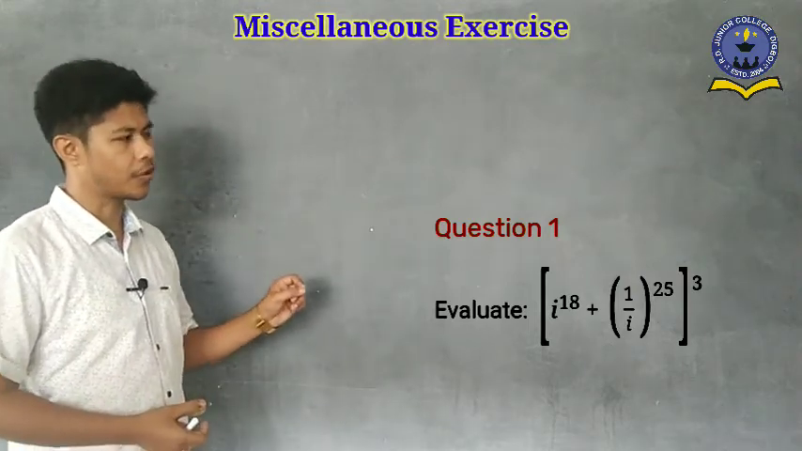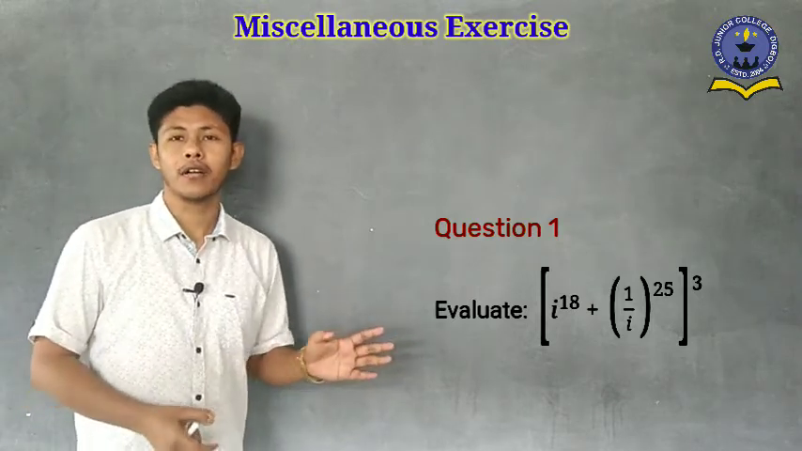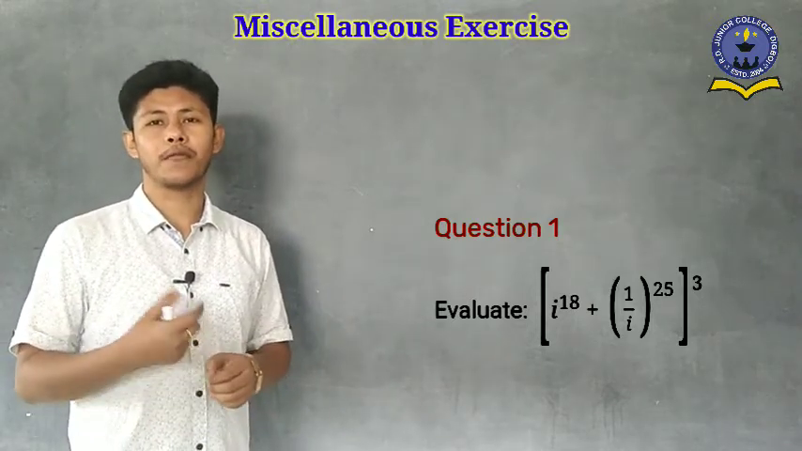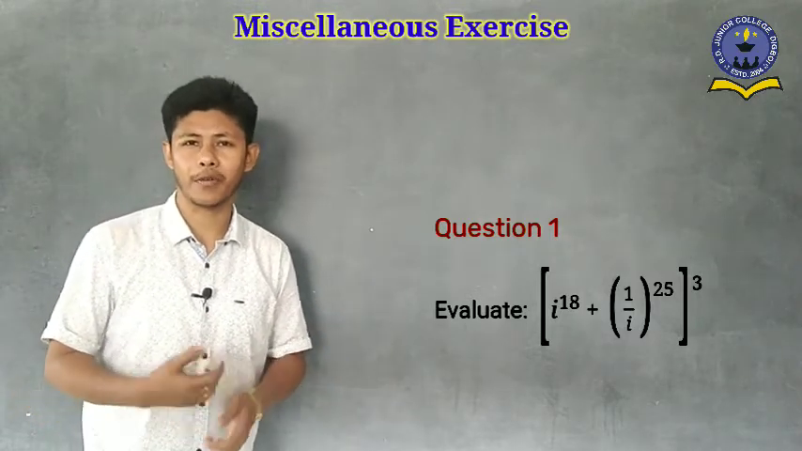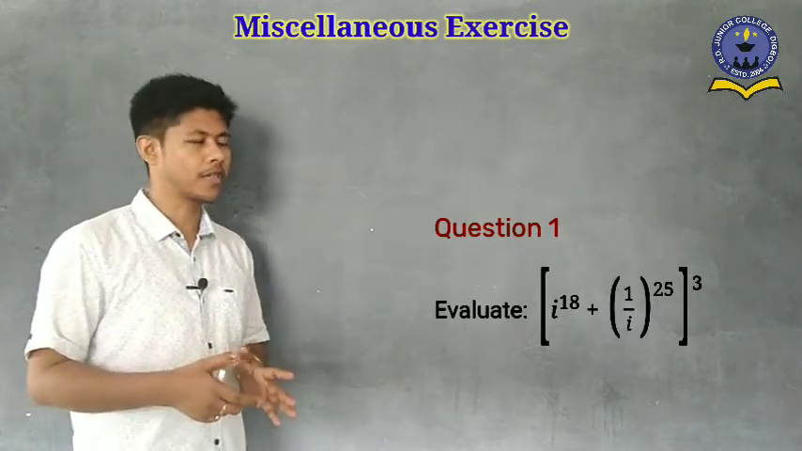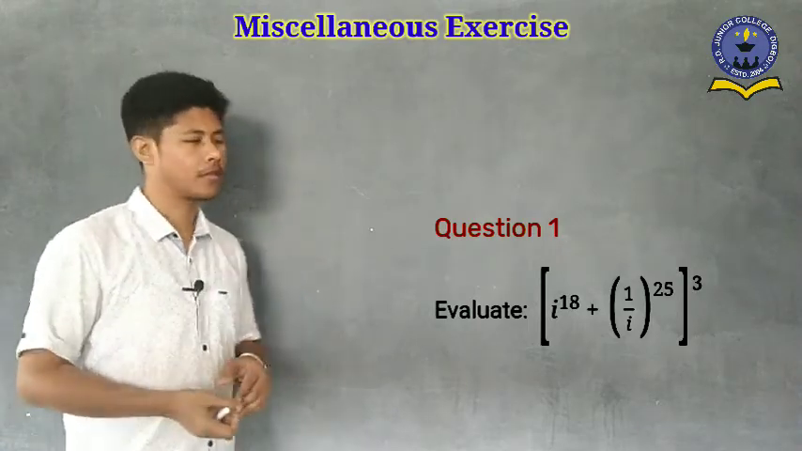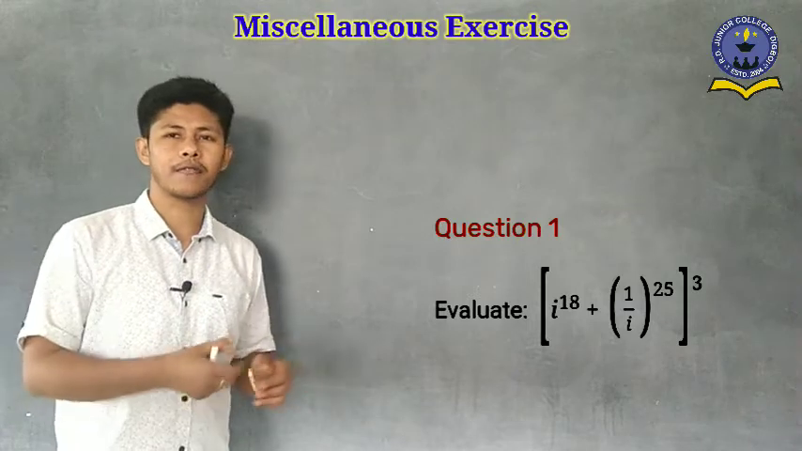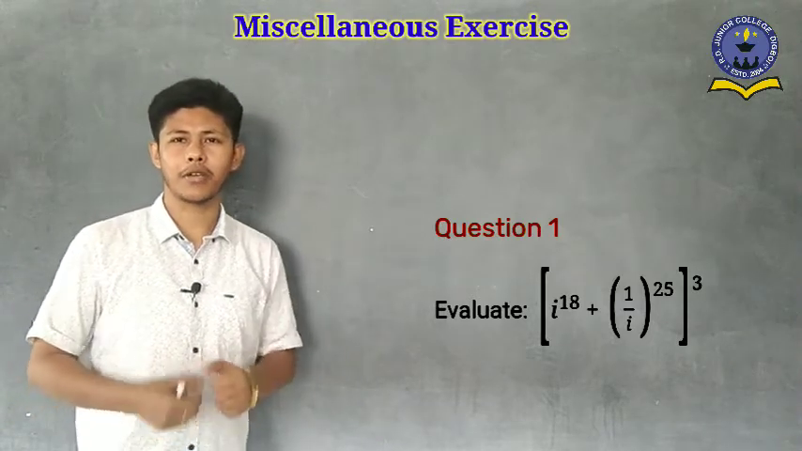It is a very simple question. We just have to break this result, and we already know there are four results: i to the power 4k, i to the power 4k plus 1, i to the power 4k plus 2, and i to the power 4k plus 3. These four results we already discussed in the earlier class. With the help of these results, we can easily evaluate this and get the answer. Is it clear? Now let's see how we can do this question.